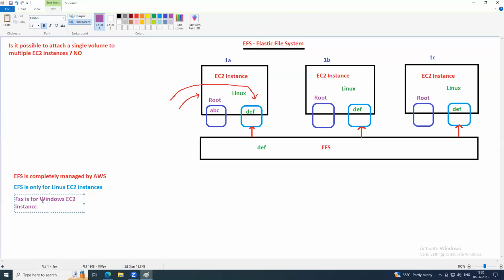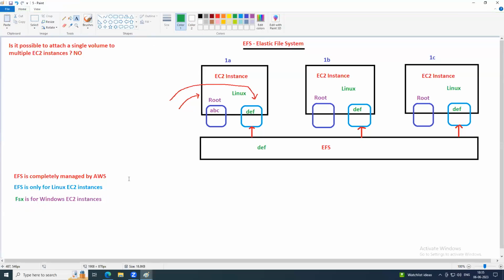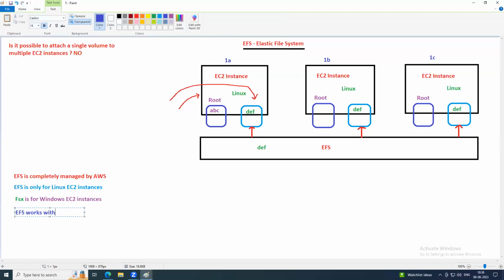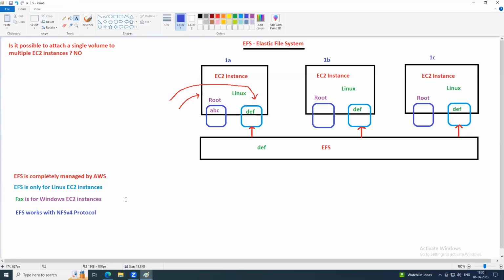Guys, these are all certification questions. So which is the service for Windows? FSx. There is no full form for FSx. So FSx is for Windows EC2 instances. For Linux, it is EFS. For Windows, it is FSx. Okay, now getting it? And this EFS works on which protocol? EFS works with the NFS version 4 protocol. Which protocol, guys? NFS version 4. EFS works for which protocol? NFS version 4 protocol.